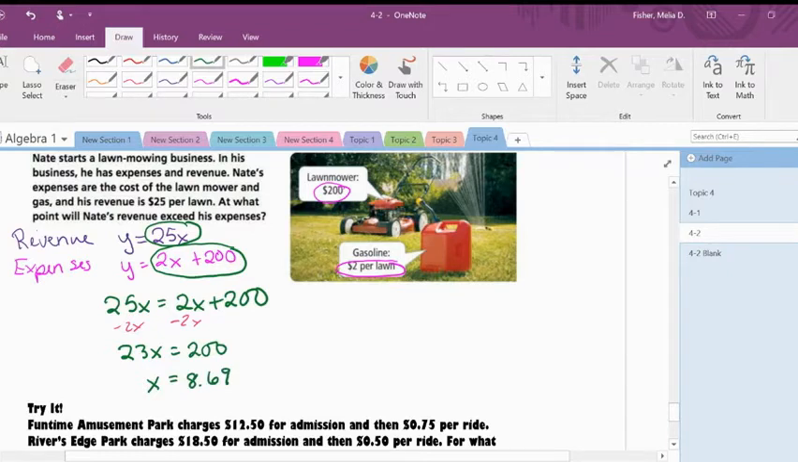Now, if x is representing the number of lawns, we need to ask ourselves if our answer makes sense left as an 8.69. Since we're talking about x being the number of yards that he mows, we're going to assume that Nate is not going to quit 0.69 parts of a yard finished. So Nate needs to mow 9 yards to exceed his expenses.